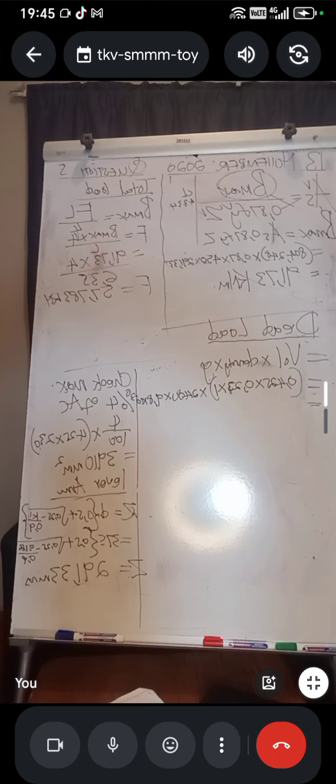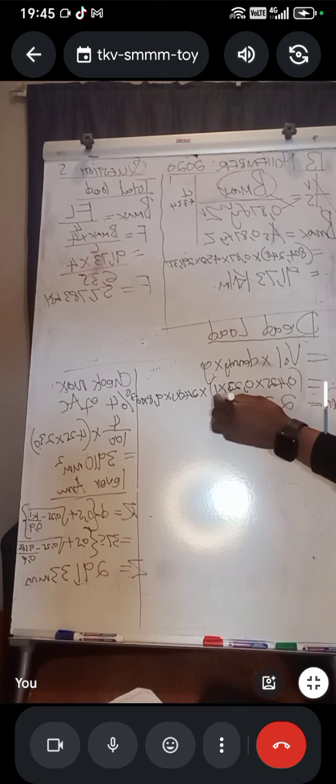Remember that 2.30. What? 2.30 kilonewtons per meter. 2.30, just like that. There's no other value. 2.301 kilonewtons per meter.